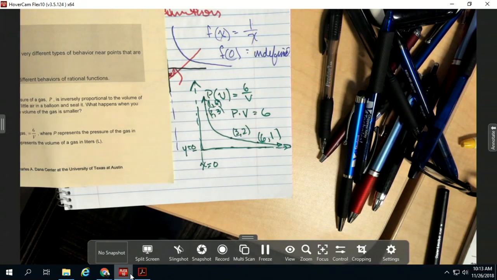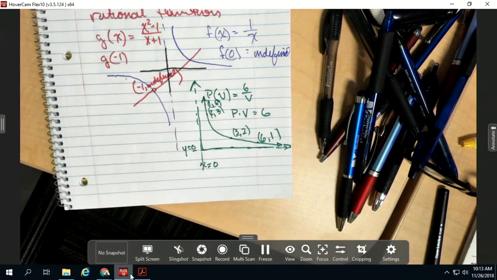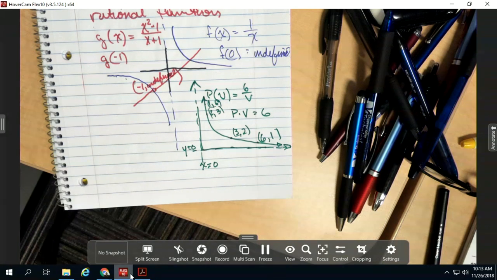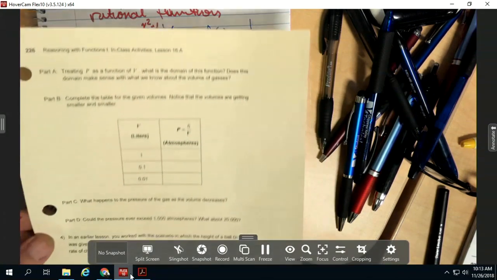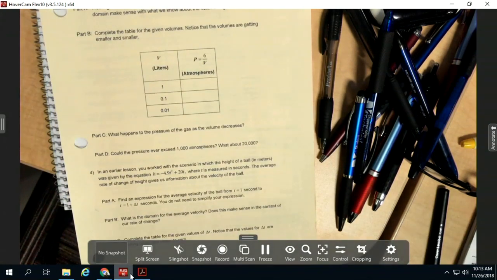So this one actually has two kinds of asymptotes, but for right now, we're only worried about the vertical asymptotes. So here we go.